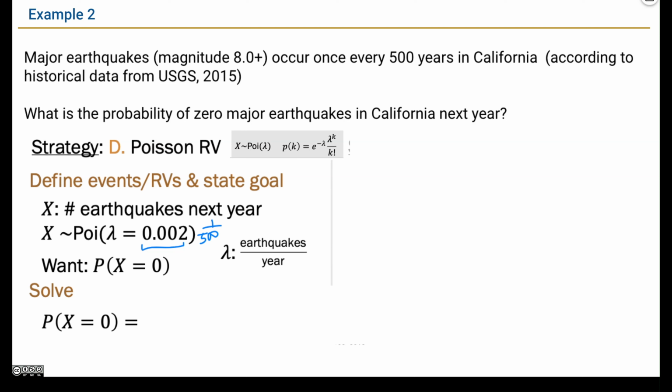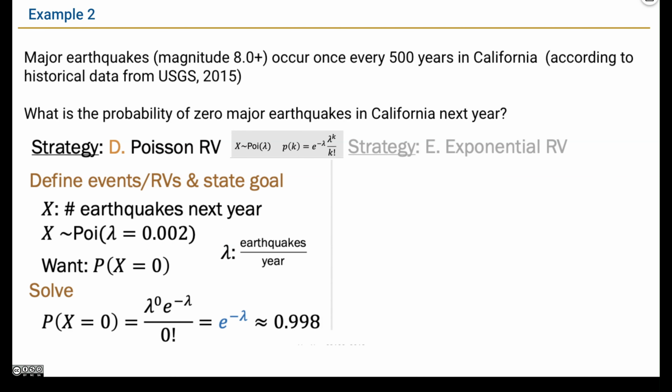And to do that, I can just use the probability mass function directly, because this is a discrete random variable. So probability x is 0 is going to be exactly equal to e to the negative lambda, which ends up being about 99.8%. Pretty good odds in our favor that there's not going to be a major earthquake.